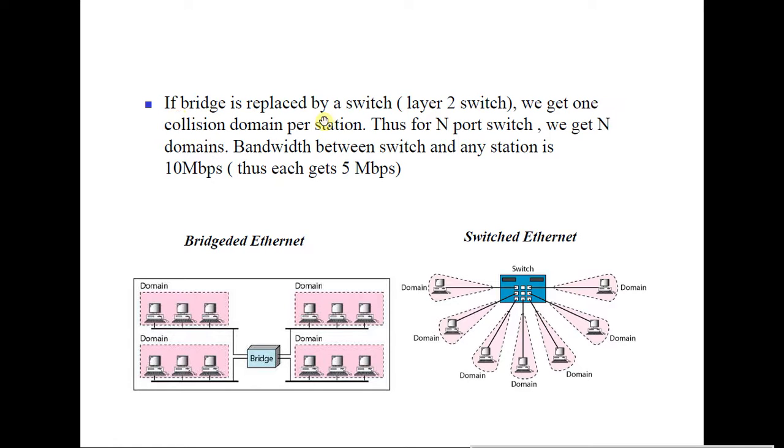So if a bridge is replaced by a switch, a layer-2 switch, we get one collision domain per station. In this example, we have 4 collision domains. If we replace this network by using a switch, then we get one collision domain per node.